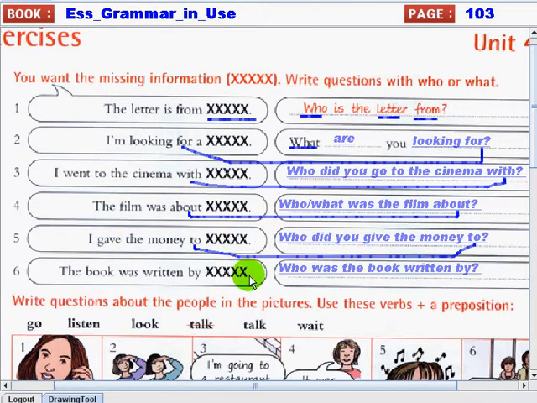Next one. The book was written by blank. Who was the book written by? Again, I want you to take note that I put by at the end of our sentence or question. That's how it goes. We have to put these prepositions at the end of our sentence when we make a question. Okay? And I use who because the question is about who was the writer. Okay? And the writer or author is a person who writes a book. Alright?